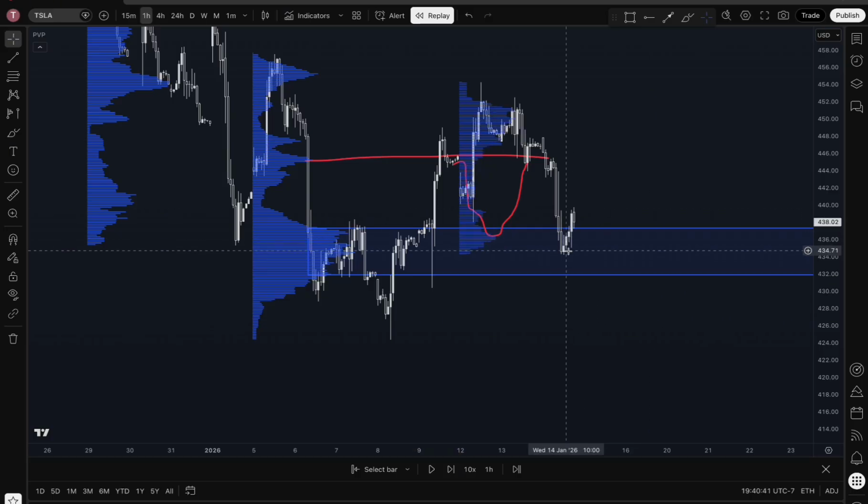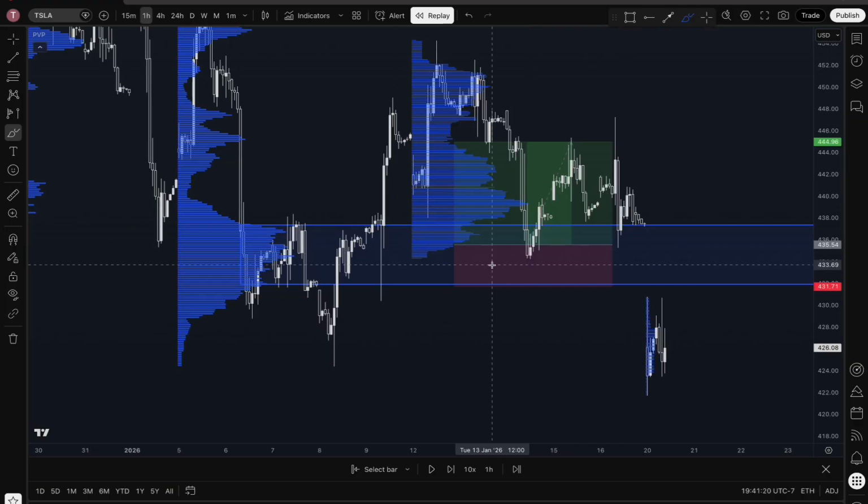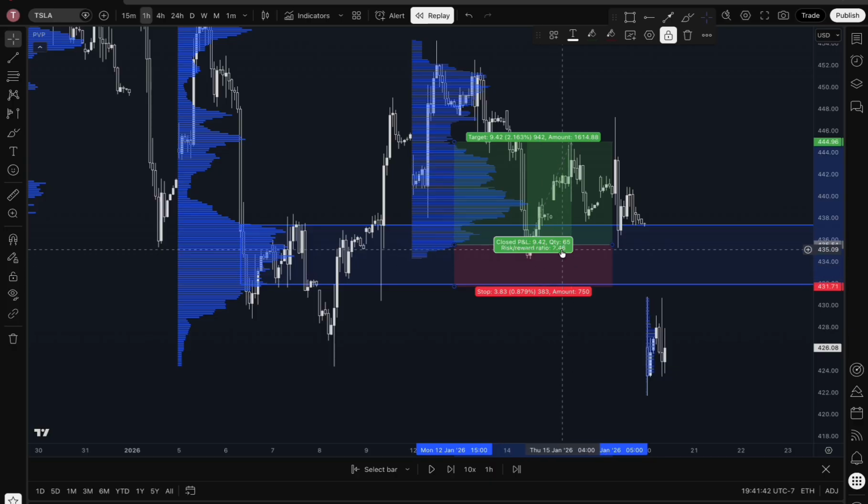All right, so price went in, time to get long right here. And then we would have been taking profit here, right at this level. And the way I would structure this trade is I would enter right here at this high volume node. And then my stop loss would be just a little bit below, or right at the lower edge of the high volume node. And this is a 2.46 risk reward ratio, so a pretty good trade.